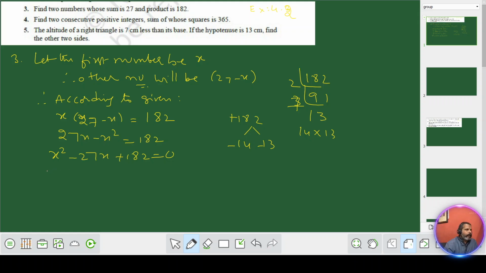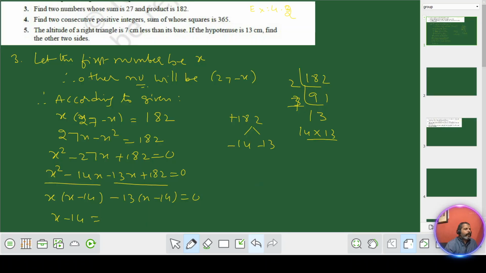Then x square minus 14x minus 13x plus 182 is 0. Take the common factor in both: x of x minus 14 minus 13 of x minus 14, because 13 times 14 is 182, you can see here. Then x minus 14 is common, x minus 13 is 0. Now equate both of them to 0, you get the values.